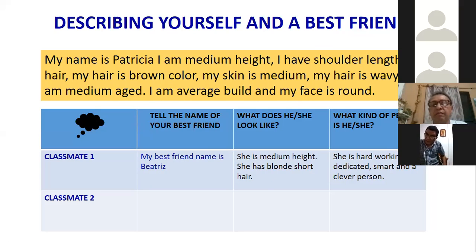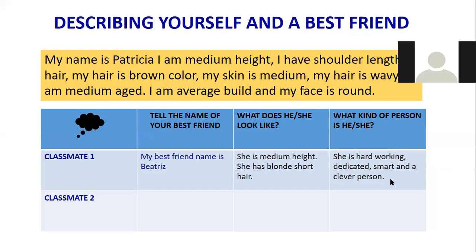Adelante, ¿quién sigue? Hello, Mr. Martinez, sorry. My best friend, nice Rocio. She is medium high. She has brown short hair. She is hard working. Okay, very good. Excellent. Great job. Okay, let's see who continues.